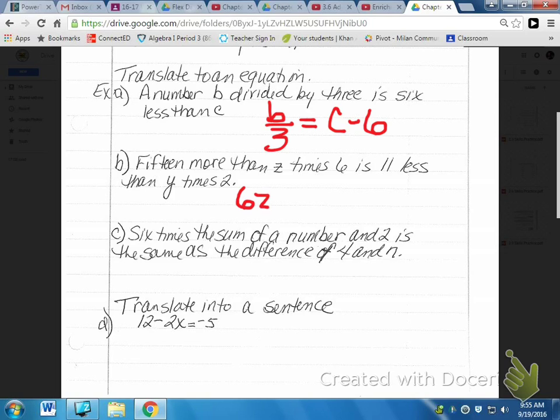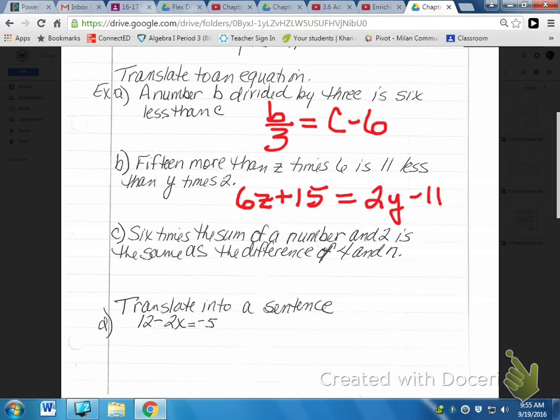So 6Z, now what? Plus 15. Plus 15 equals 2y minus 11. Yeah, that would be the standard format that we would use. We wouldn't put the variable in front of the number. It's always the number in front of the variable. So 6z plus 15 equals 2y minus 11. Good.